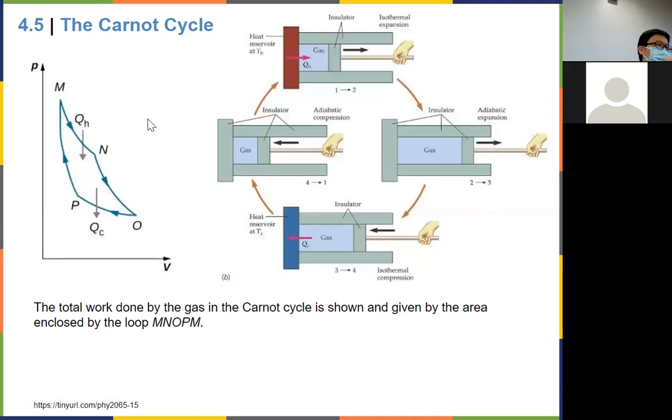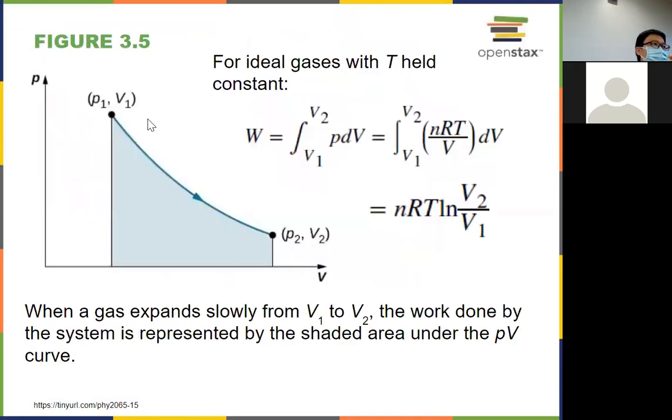For the ideal cycle, a little bit of review here. When you have an isothermal expansion, the work done is, you can start from here, but for an isothermal process, T is equal to constant. So P will be equal to nRT over V. So the work done will be nRT ln of V final over V initial. So this is for an isothermal process.